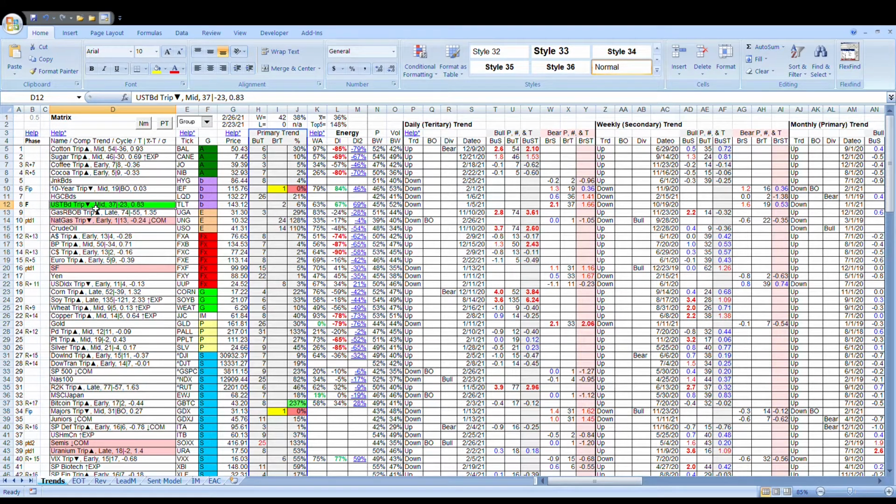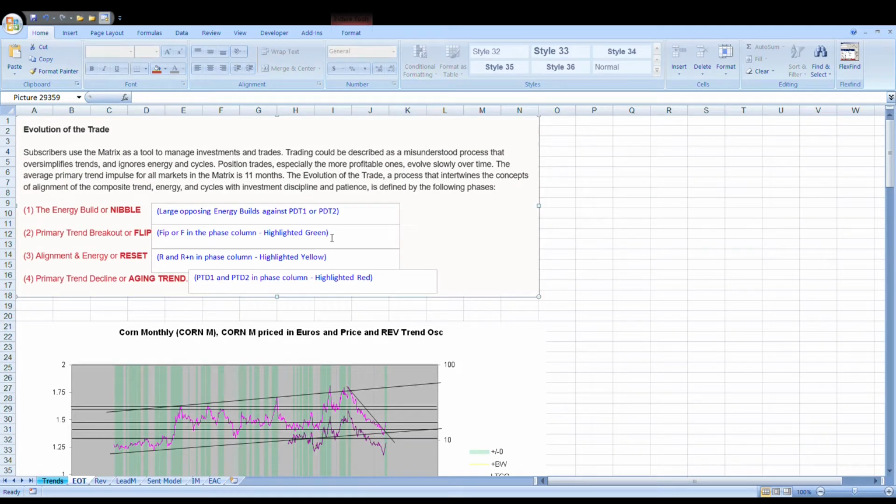These are flips down. So these are ideal candidates to establish a core short position if the energy build is not opposing it, but that's really not the discussion that we're going to have right now. But we can see that the bond market has large bullish energy builds, so that's something that also factors into whether or not the flip is chased. But in general, when the primary trend flips, you want to follow the direction of the trade in terms of the monthly trend. And those are highlighted green and denoted by FIP and F in the phase column.